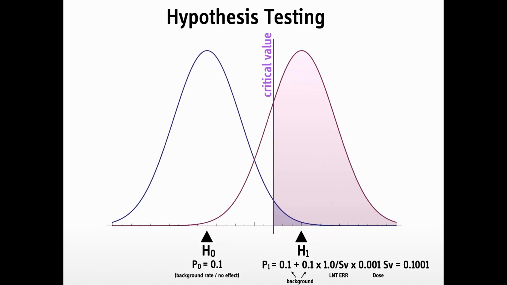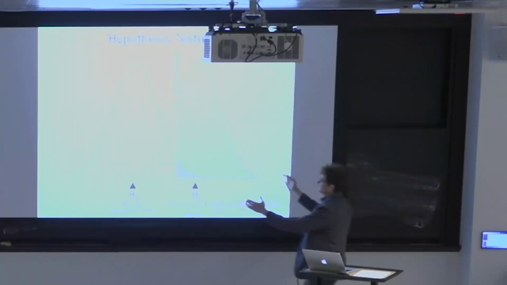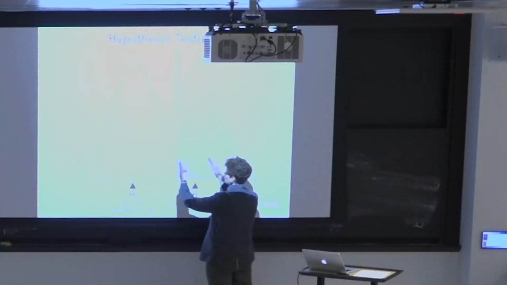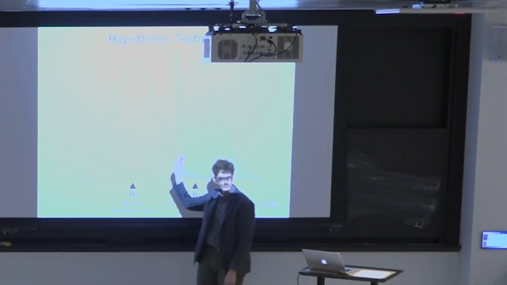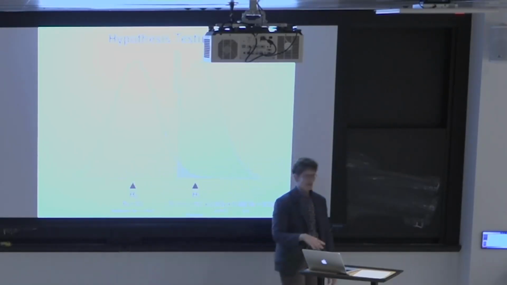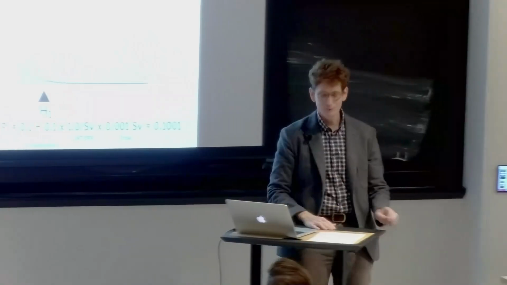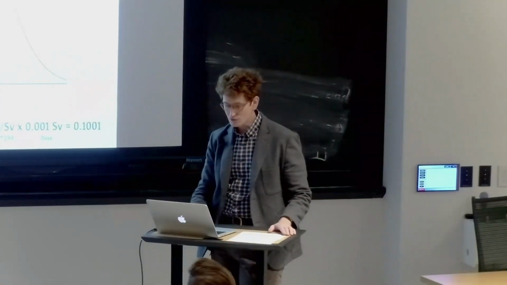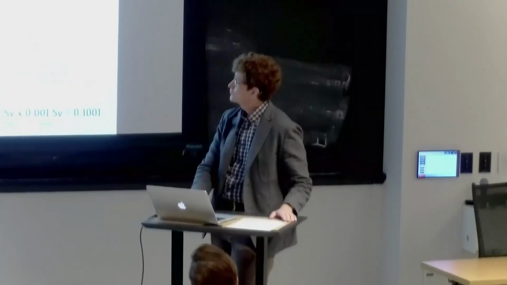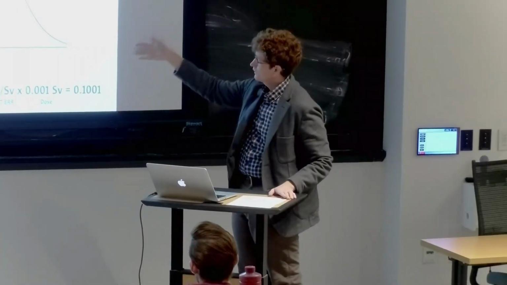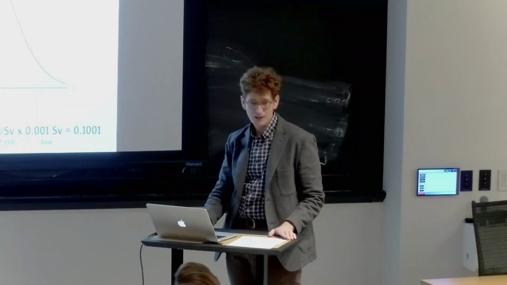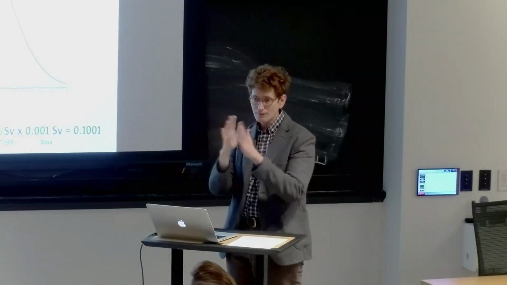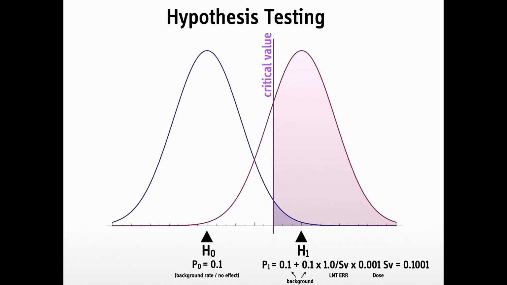So the question is, how big of a sample do we need so that the uncertainty is squished sufficiently small that we can tell the difference between these two distributions, right? That's the test of what we need. So we need to choose two things. We need to choose this critical value, which will be our cutoff, and we need to choose the sample size, which will determine the width of this distribution, right?